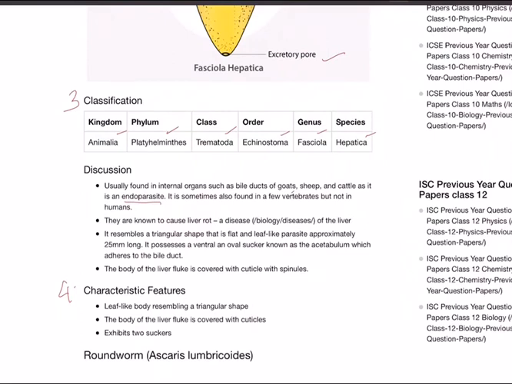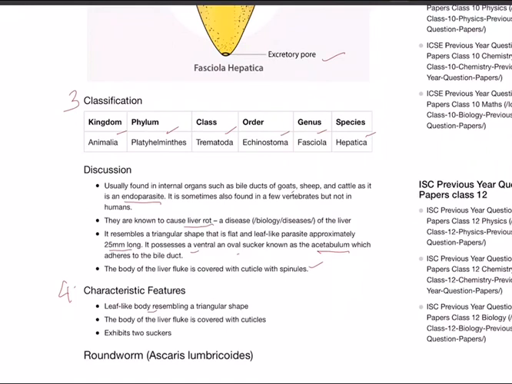as it is an endoparasite. It is sometimes also found in a few vertebrates but not in humans. They are known to cause liver rot, a disease of the liver. It resembles a triangular, flat, leaf-like parasite, approximately 25 millimeters long. It possesses a ventral oval sucker known as the acetabulum, which adheres to the bile duct. The body of the liver fluke is covered with cuticle with spinules.